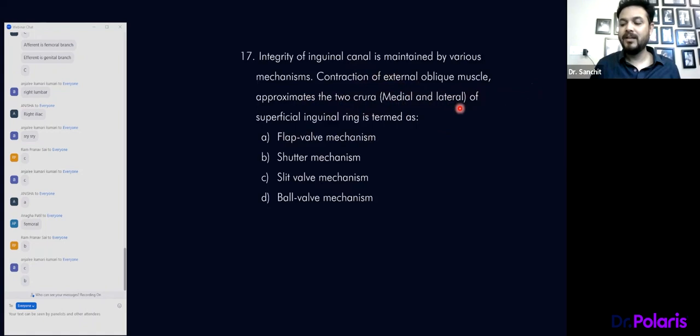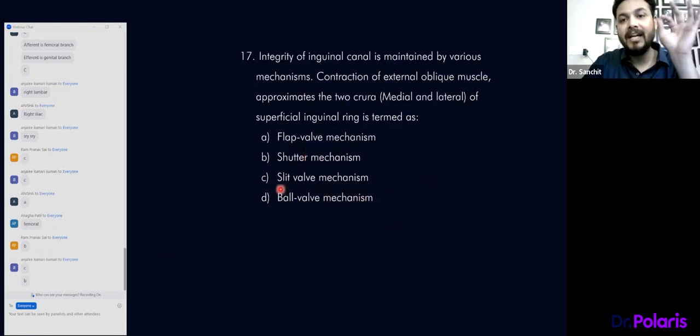What is this mechanism in which my superficial inguinal ring is closing and opening again because of the contractions made by my external oblique muscle? How is it keeping my ring intact? What is that mechanism called? Anyone? Is it called flap valve mechanism, shutter mechanism, slit valve mechanism, ball valve mechanism? What is the mechanism here? So I'll just correct Anjali here. This particular mechanism is slit valve mechanism, not shutter.